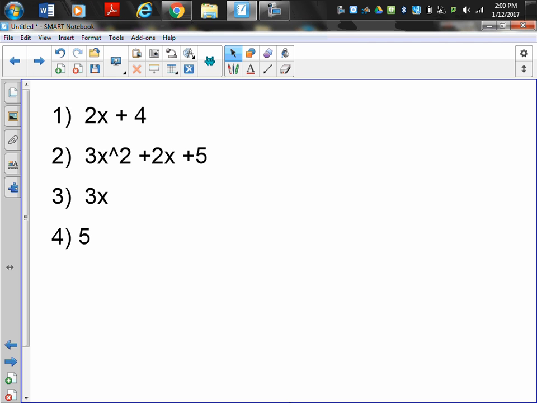So the first one, 2x plus 4. There is no exponent that is negative, and there is nothing that would cause me to divide by 0. So is this a polynomial? Yes.